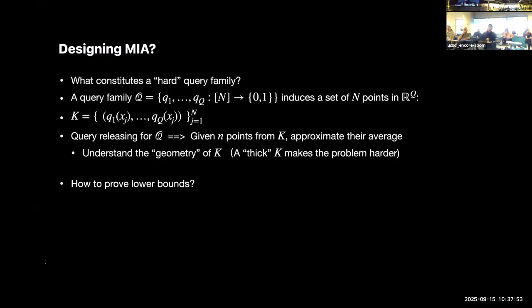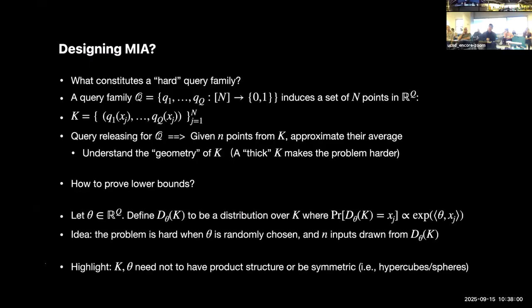But these are all intuitions, and how do we want to prove lower bounds? Well, we'll do a little bit of calculus, which is inspired by previous works. So let's say you have a parameter theta, and you define a parameterized family of distributions, where D sub theta of K is a distribution over K, where the probability you sample x sub j is proportional to the exponential of the inner product between theta and x sub j. When theta is all zero, this is the uniform distribution over the whole K.